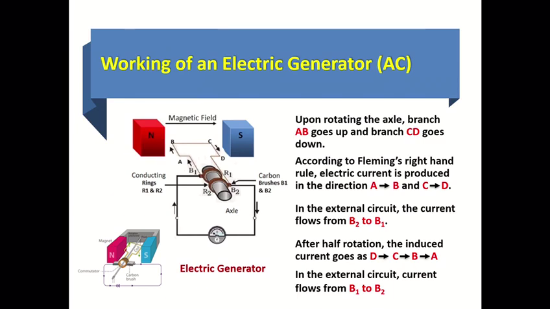If instead of one loop coil, a coil consisting of several turns is used, the current of magnitude several times will flow through the circuit. This is how an AC generator works.